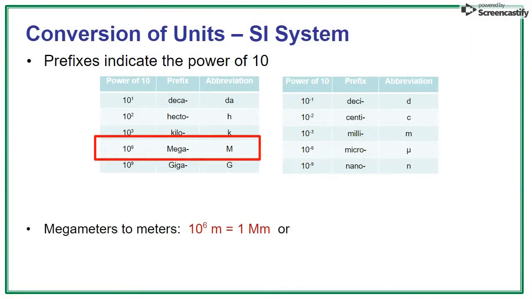Let's see another. What is the conversion factor used to convert megameters to meters? The table shows us that the megameter is equal to 10 to the 6th meters. Since we're trying to convert from megameters to meters, we would set up our conversion factor with the given units, in this case megameters, in the denominator, and the desired units, in this case meters, in the numerator.